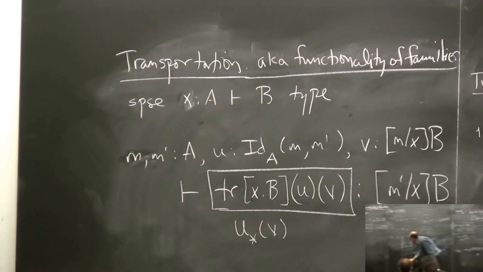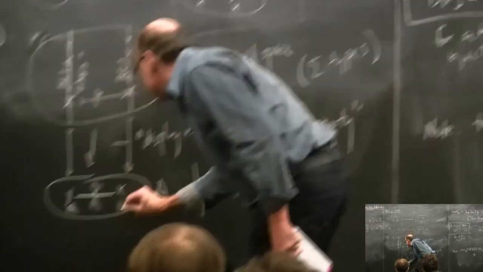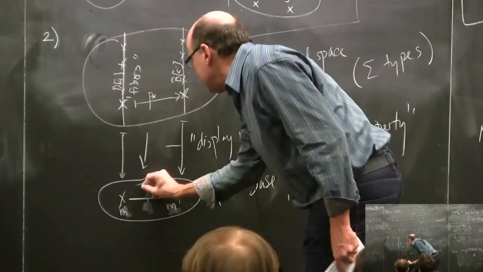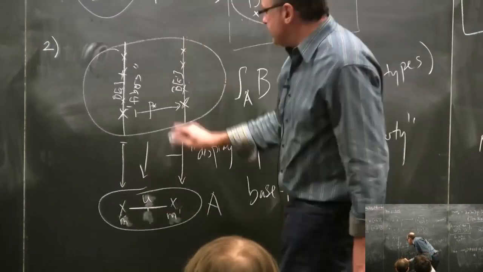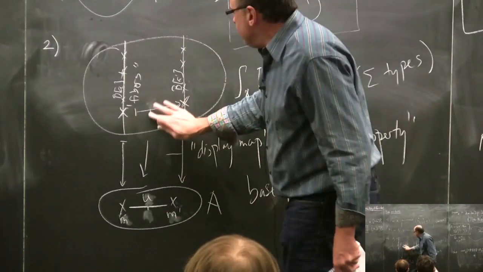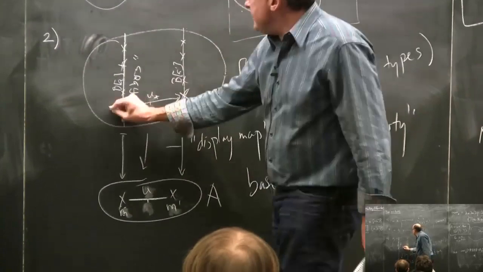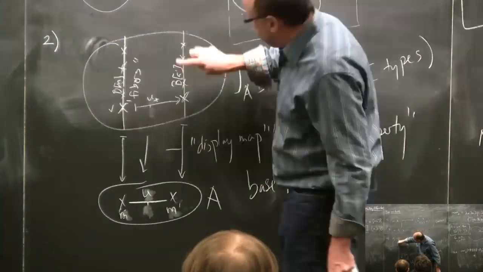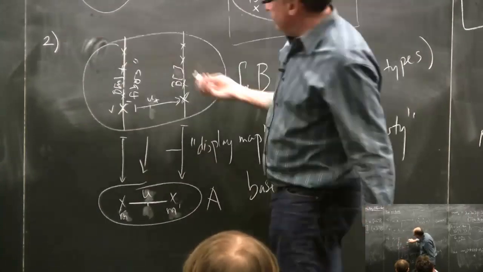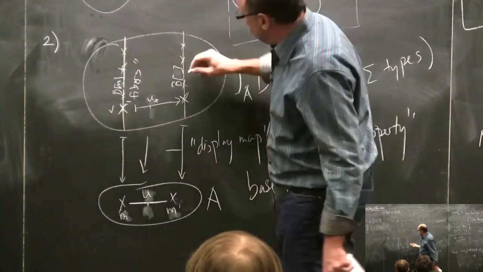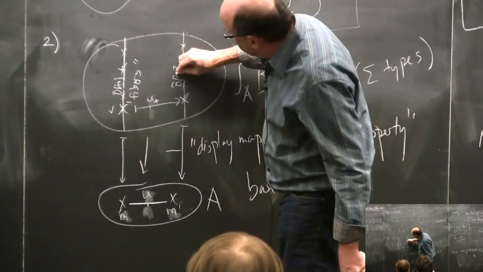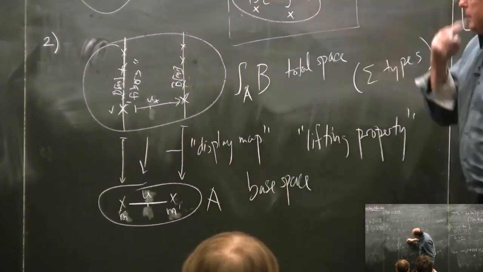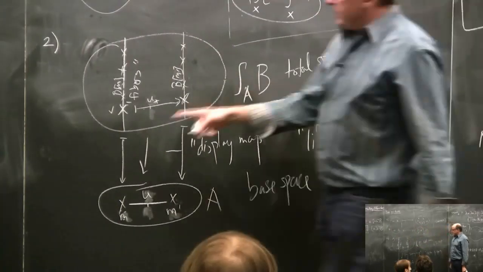Let me make my letters line up a little better. So call these M and call this M prime. This is my U. Okay, so that the letters look the same. And then we say we have U lower star takes V in the fiber over M and turns it into something, transport of V along U into the fiber over M prime. Okay, so that's the picture.